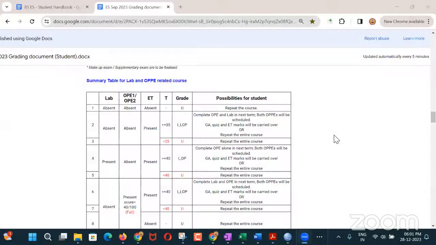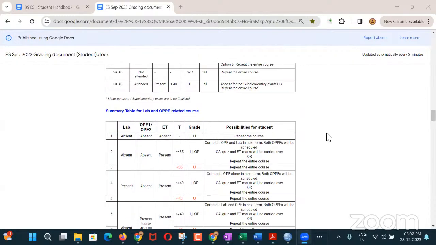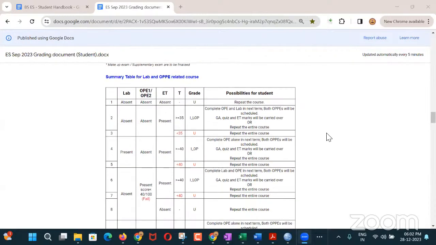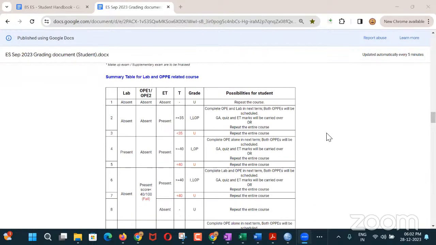So let me show that. Just let me share the screen. Okay, this is the table that I was talking about. Are you able to see the screen? Yes, sir, we are able to see it. This is the table that we have added in the grading document. It was already there before, but we added an extra column called lab. It was not there before. Now we have added this.